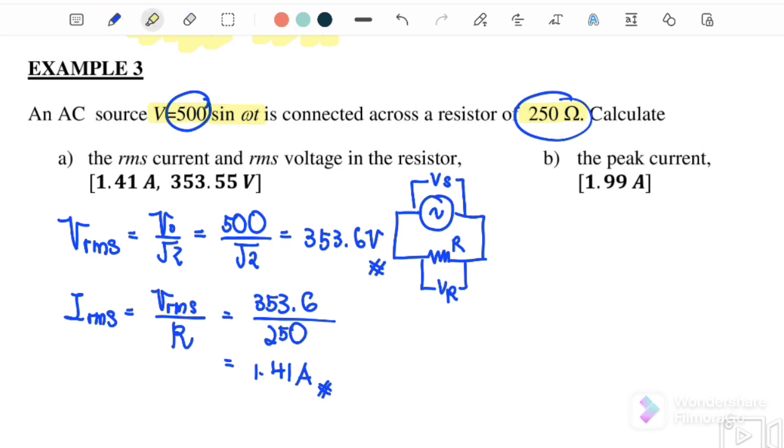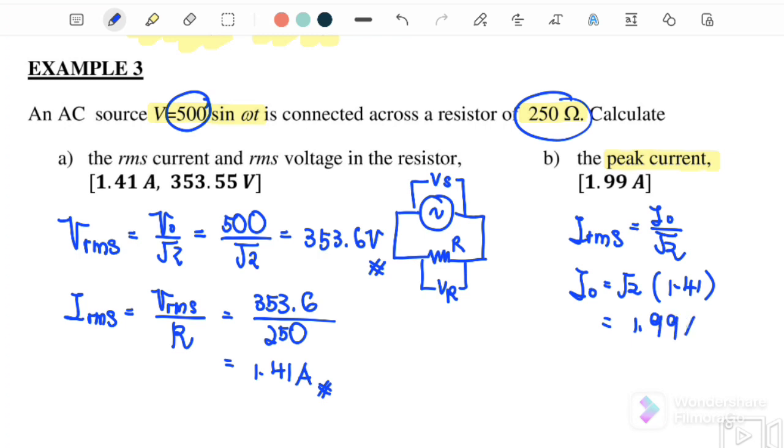Next, B, find the peak current. We already found the I RMS, so now they ask us to find I naught. I RMS is equal to I naught over root 2. Therefore I naught is equal to root 2 times 1.41. So finally we will get 1.99 ampere for our peak current. Some books use peak current, some use maximum current, some use amplitude. These terms are actually referring to the same thing, the maximum value, which is I naught.